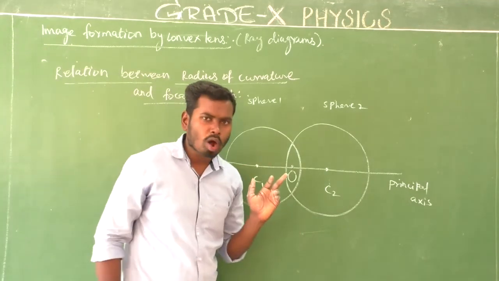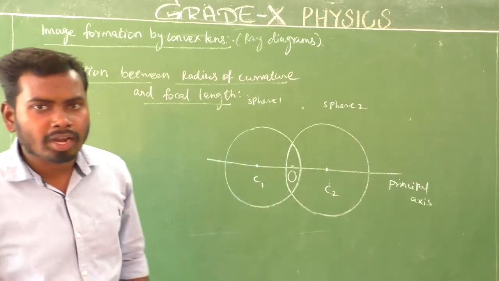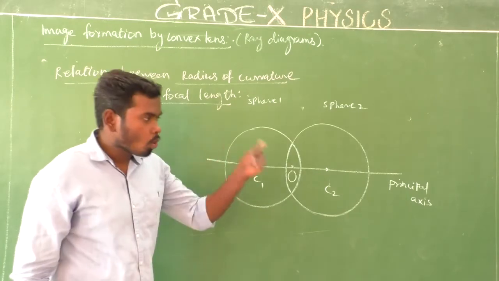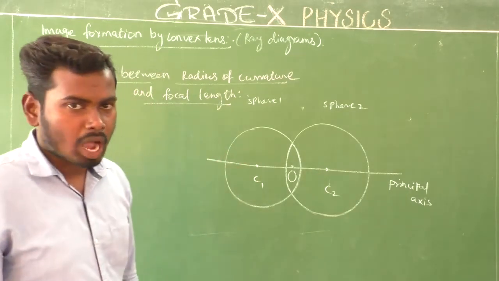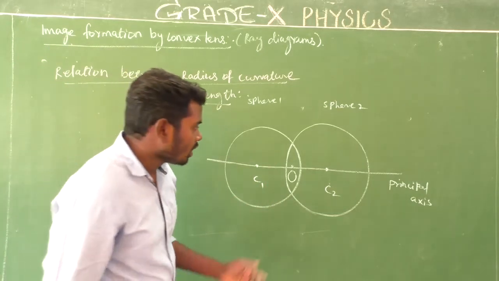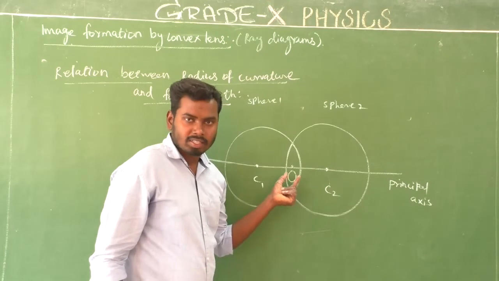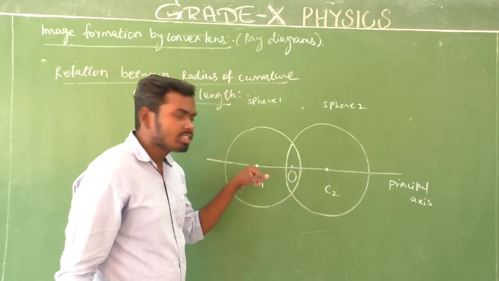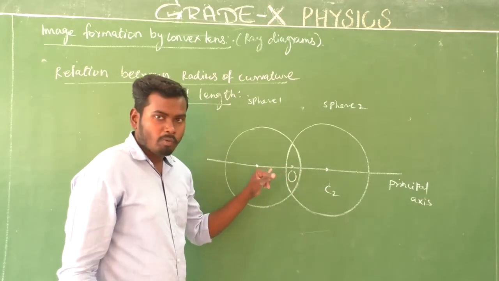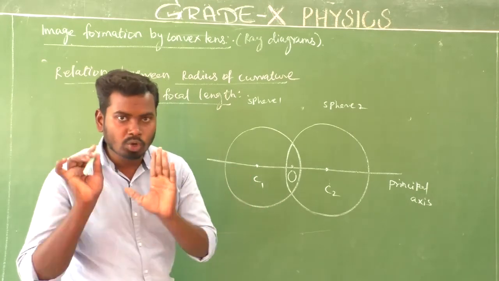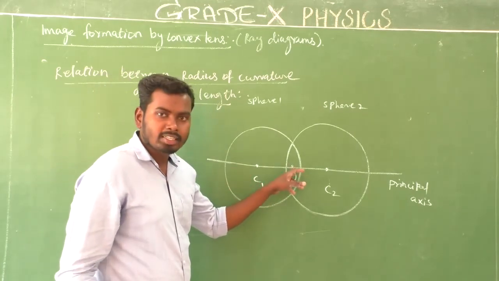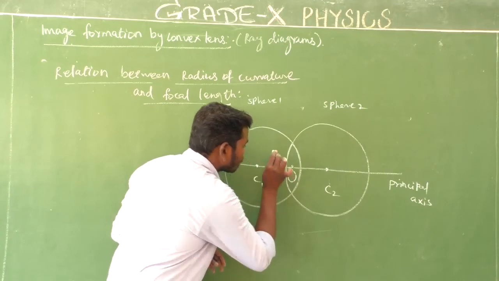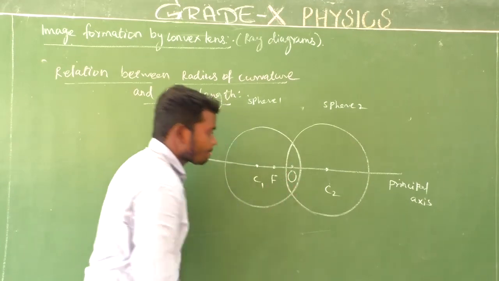Next, there is another very important term. What is that? That is principal focus. Look at here, the principal focus is presented at the middle point of O and C1. The principal focus is always placed between O, the optical center, and the center of curvature. So this is focus. Is it clear?